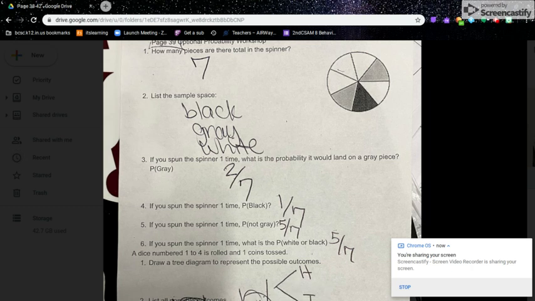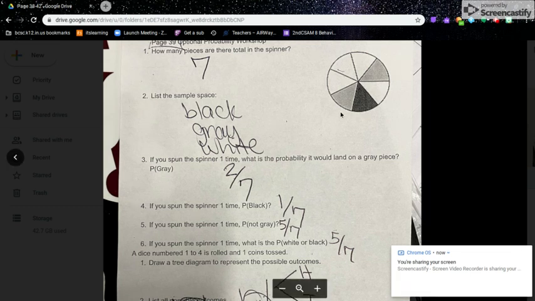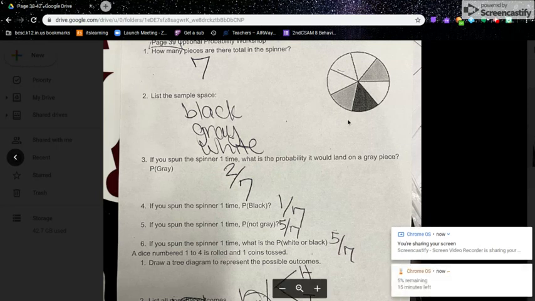Out our notes on page 39. So this is some probability basics. When you look at the spinner, you can see that there are 7 spots on the spinner, and so there are 7 total pieces. The sample space is the list of all possible outcomes. You could have a black, a gray, or a white. And so that's listing all of the sample spaces.